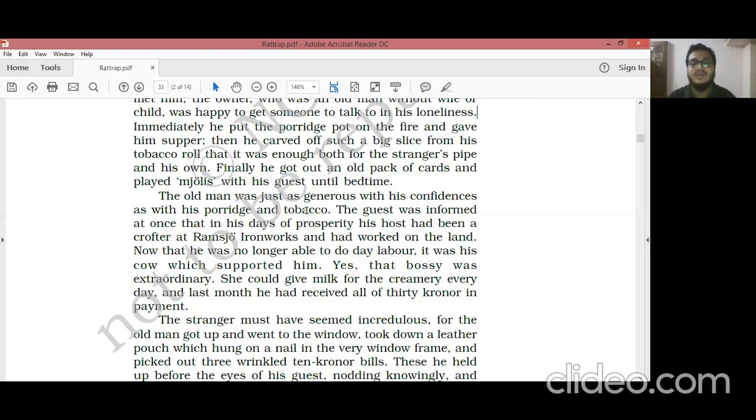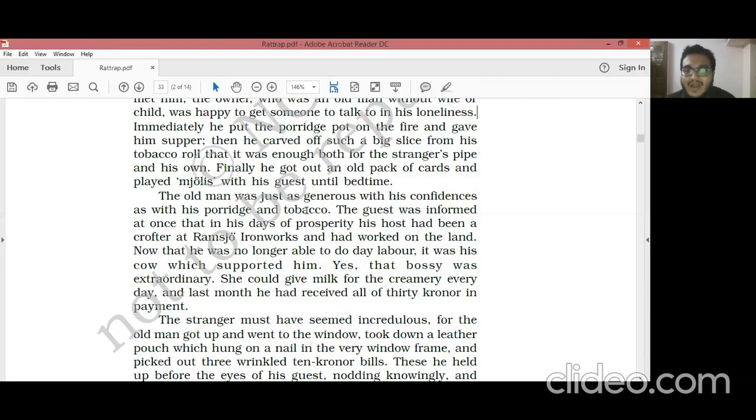Okay, so the guest was informed at once that in his days of prosperity, his host had been a crofter at Ramjo's ironwork. Okay, crofter, do you have an idea who a crofter is? Students, do you have an idea of who a crofter is?